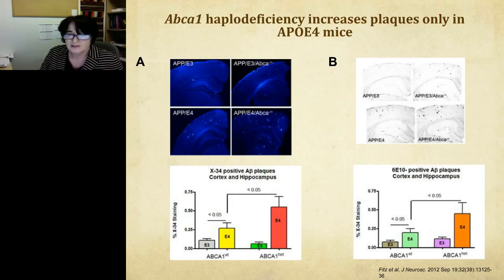You can compare this column with this column, and you'll see that there is practically no significant difference between them. Similarly, if you compare gray to green, you'll see that there is no difference. In contrast, if you compare light green to orange, you'll see that there is a significant difference, which tells us that the deletion of one copy of ABCA1, or the deficiency of ABCA1, differentially increases amyloid plaques in E4 mice.